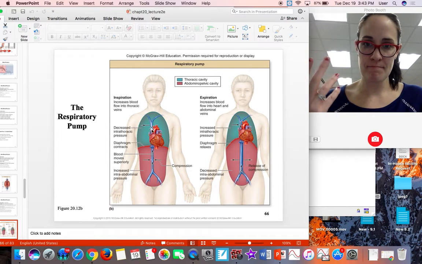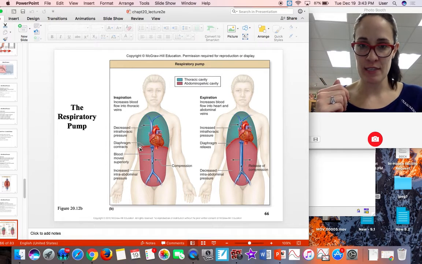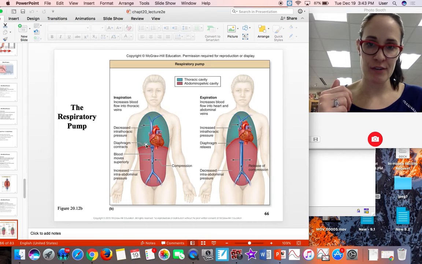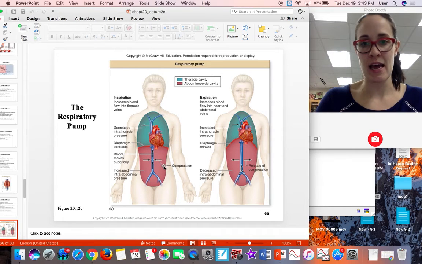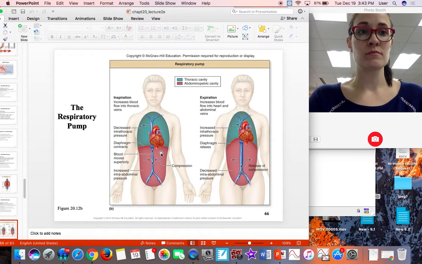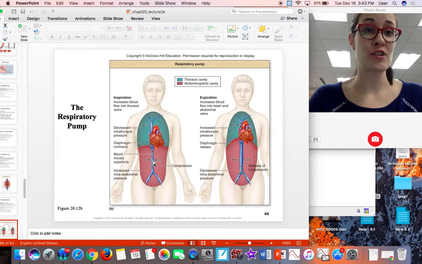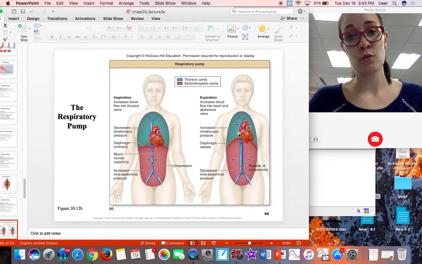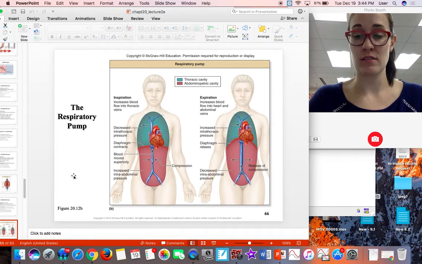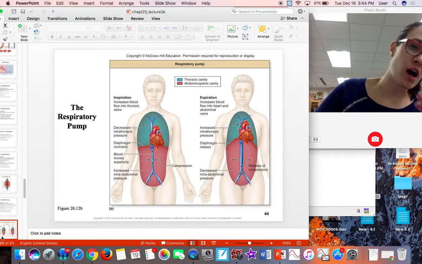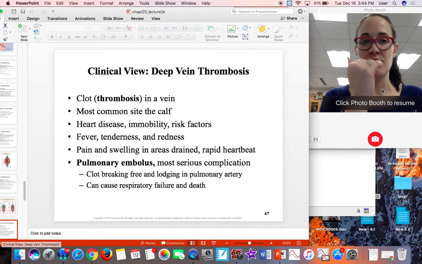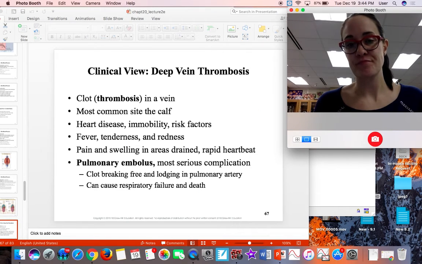Here's your heart. Here are the blood vessels coming off your heart. Here's the diaphragm, and so this is the thorax, this is the abdomen. When you inhale, the diaphragm flattens, and pressure will cause blood to move into your blood vessels. And when you exhale, it then moves towards the heart. So it kind of draws the blood towards the heart because of breathing.